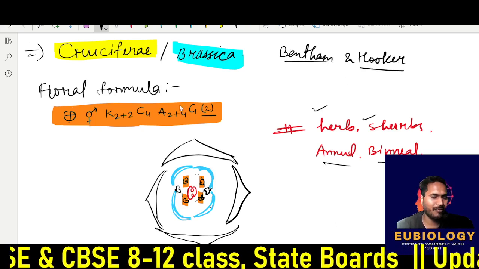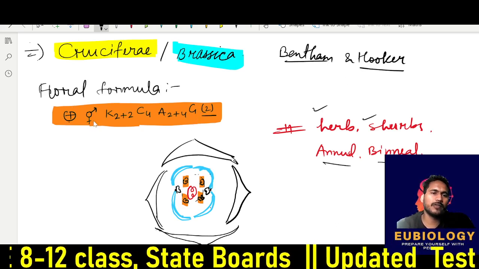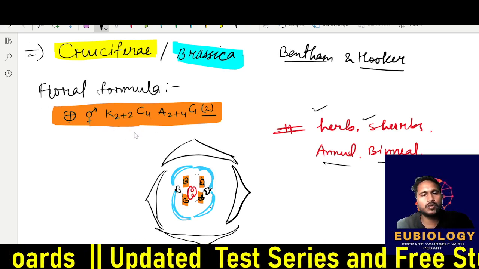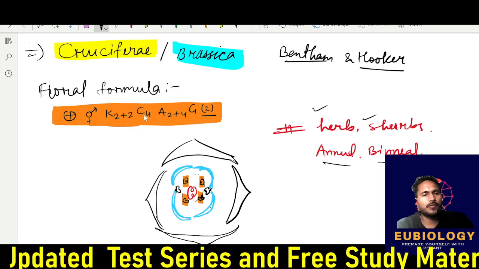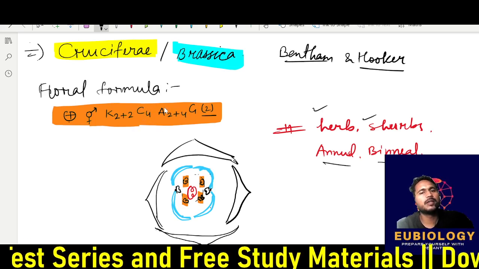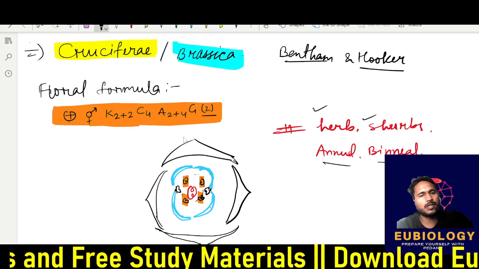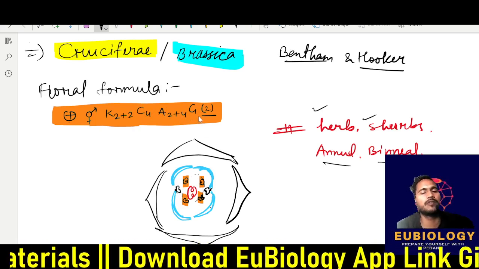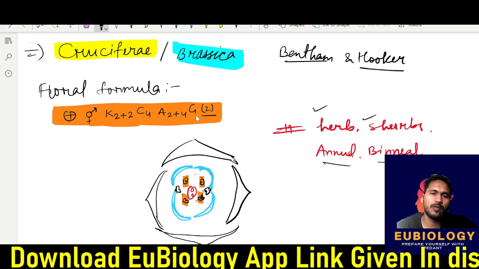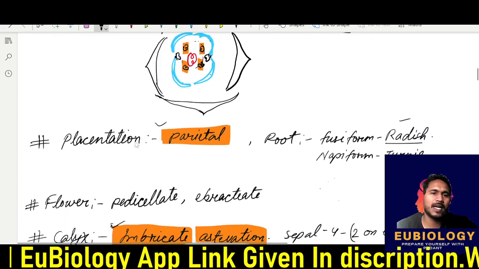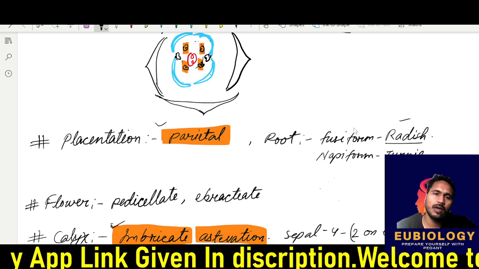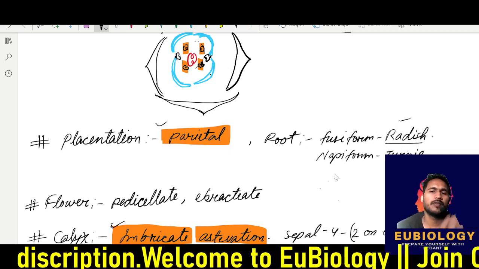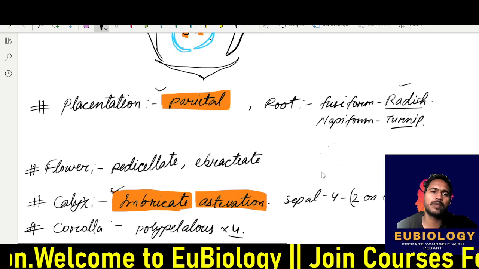If you see this floral formula, it is actinomorphic, bisexual, K2+2, which means the calyx is 2 in pair, and 4 corolla will be there. The androecium will be a total of 6: 2 in the outer circle and 4 in the inner circle, and the gynoecium will be superior, with gamocarpellary. Hope you understood. Placentation will be parietal, and the root will be fusiform like radish, or napiform like turnip. Okay.